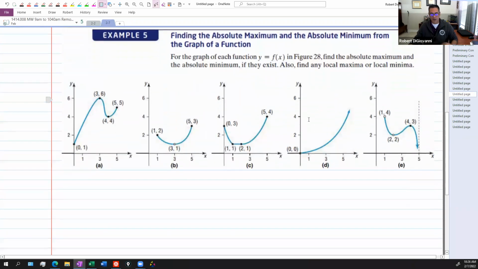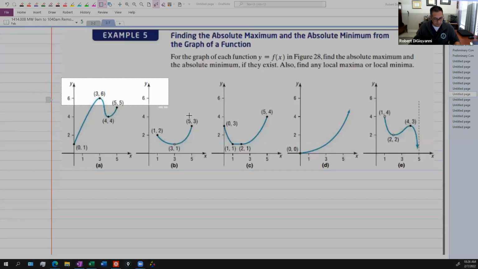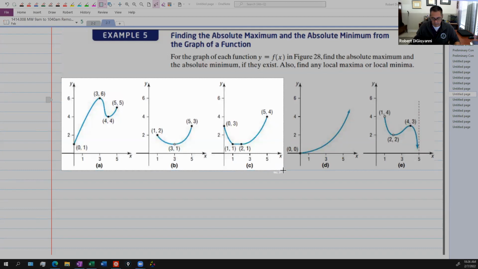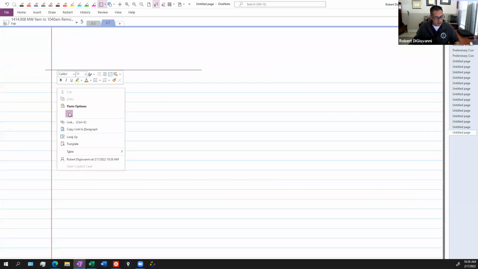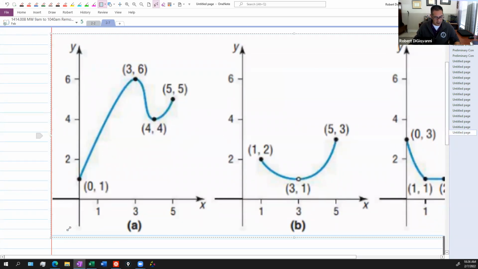So here are some graphs for us to look at. Let's take these first 3 at a time.